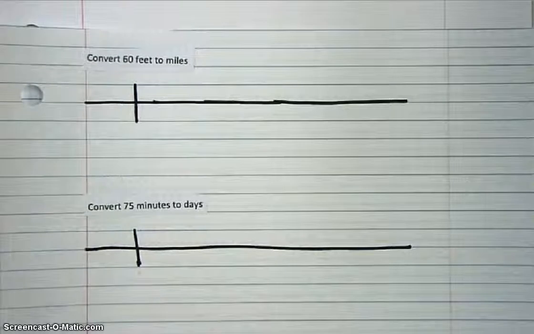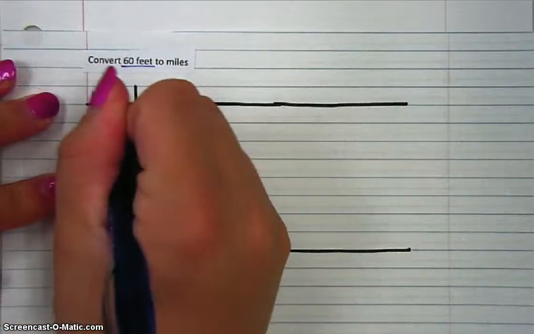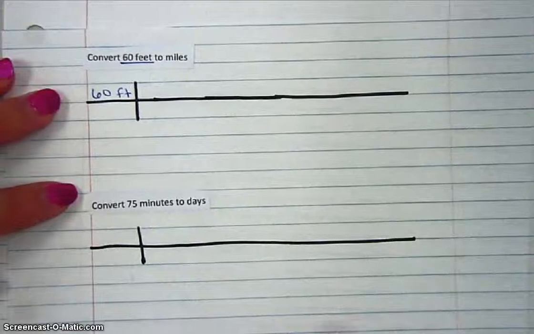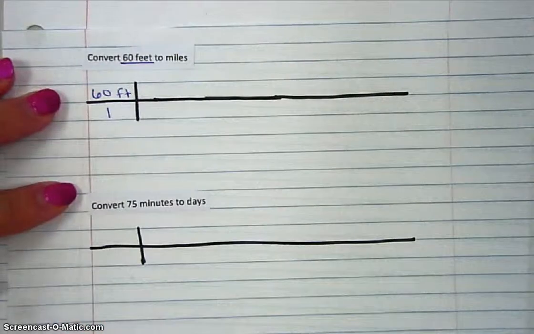Today I'm going to show you how to convert unit rates using the railroad method. So our first problem is convert 60 feet to miles. We're going to take that first thing that they give us, the 60 feet, and put it in the first part of our railroad. Now notice it doesn't say 60 feet per hour, per minute, or anything like that. So on the bottom here we're just going to put a 1.